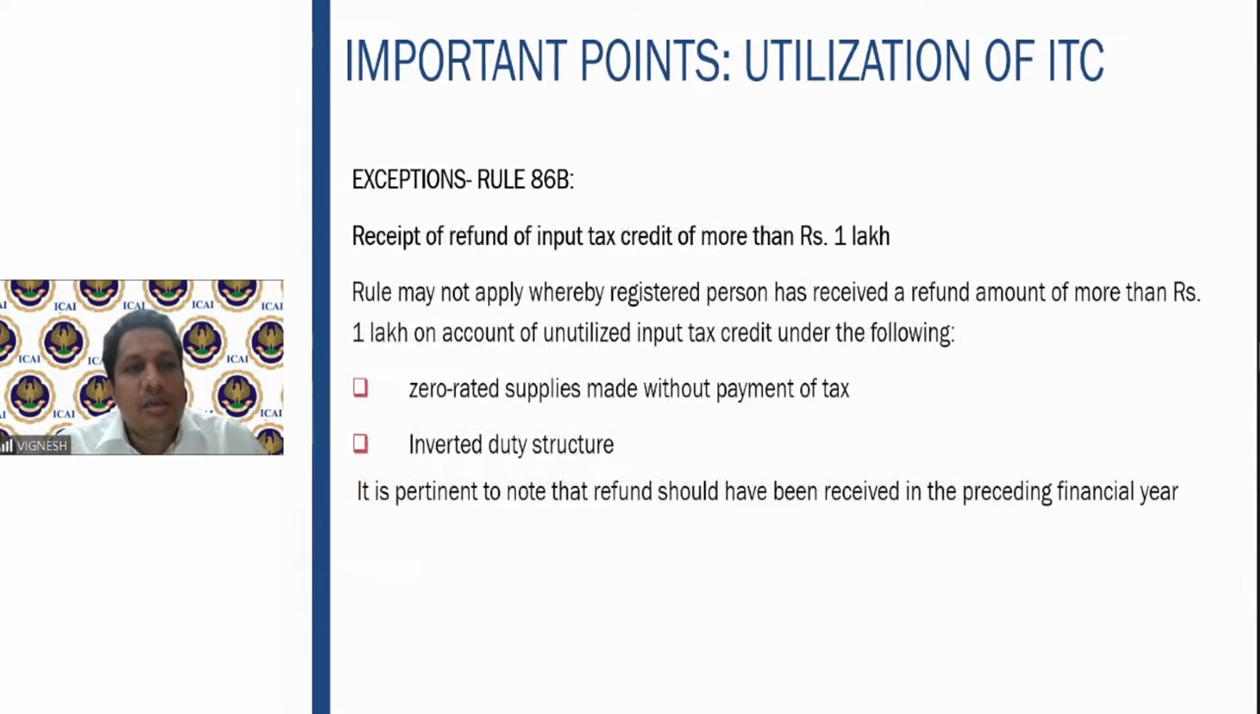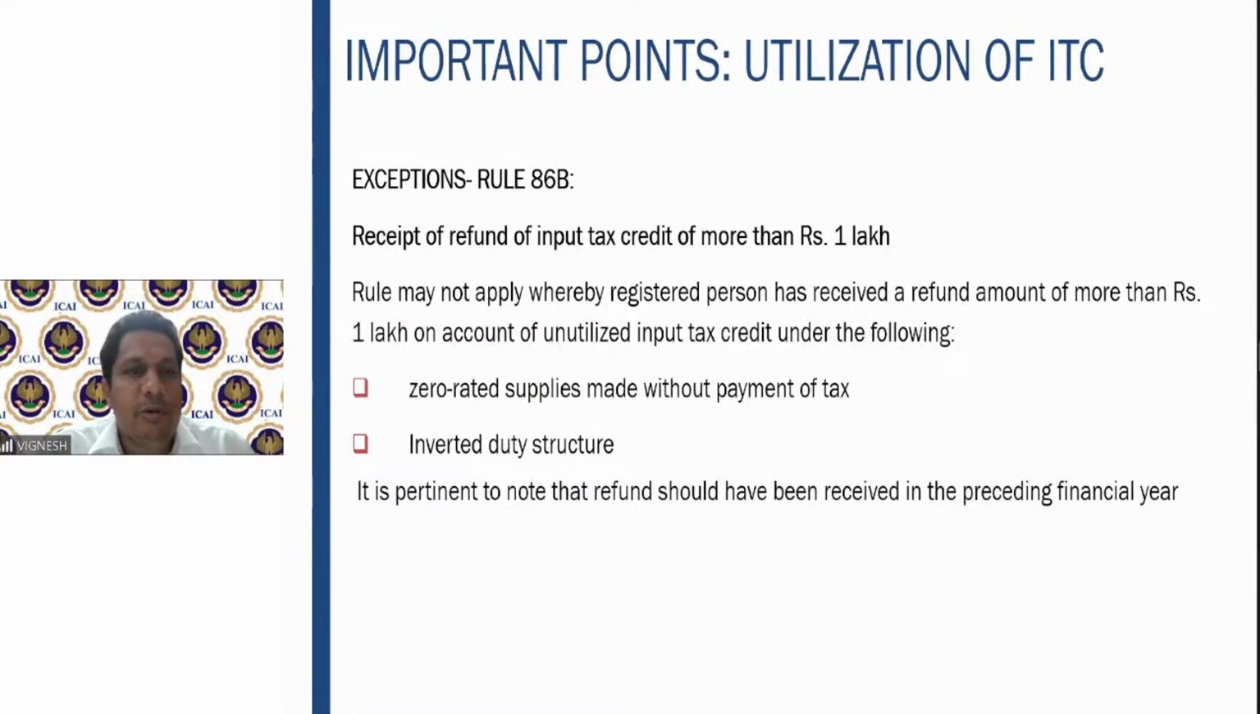Then further exception, the receipt of refund of ITC of more than 1 lakh. Wherever the registered person has received a refund amount of more than 1 lakh on account of unutilized ITC under the following: zero rated supplies made without payment, inverted duty structure. These two you will see in more clarity in the refund step.